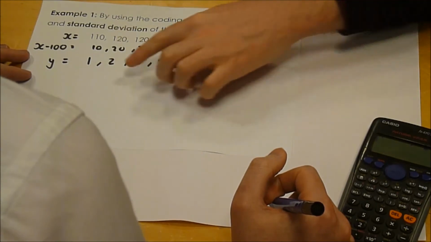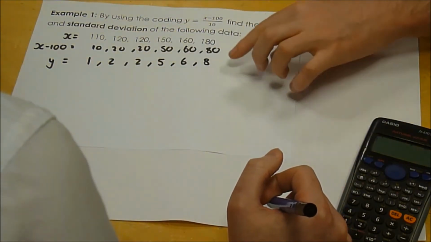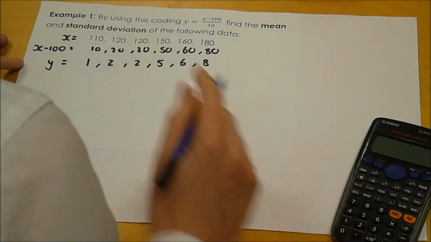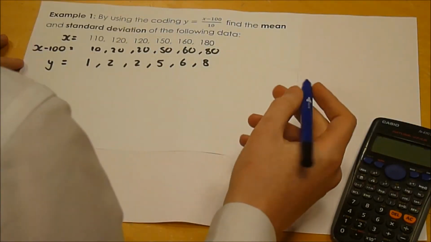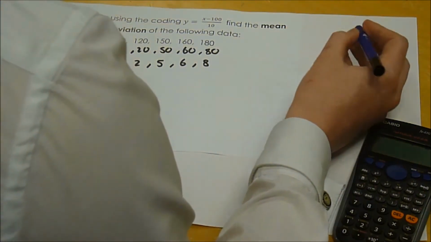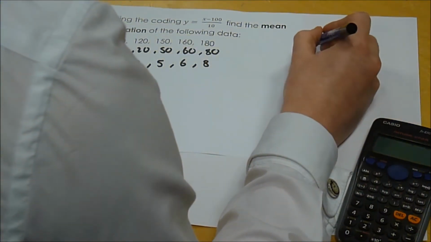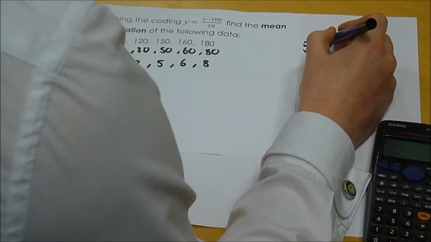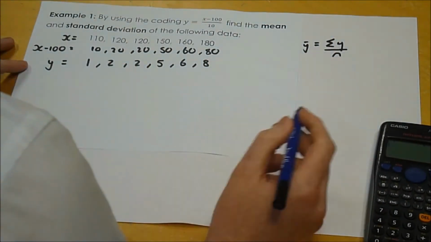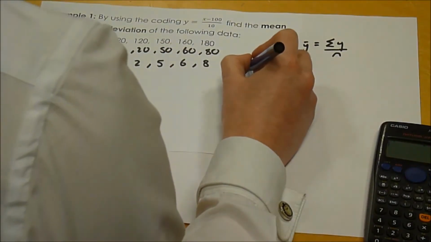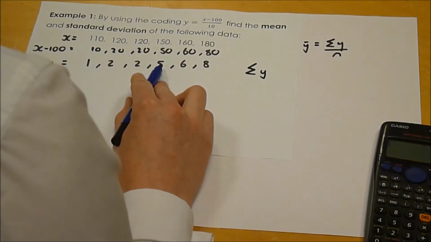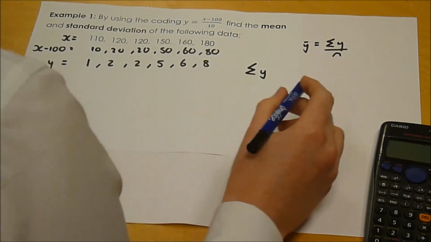Right, well now our data's much smaller, we can find the mean and standard deviation for this data. So instead of sum of x, I'm going to use sum of y. The mean, y bar, is sum of y over n, the number of items. So let's work out sum of y. I could do this without a calculator. That's 5, that's another 5, that's 10, 16, 24.